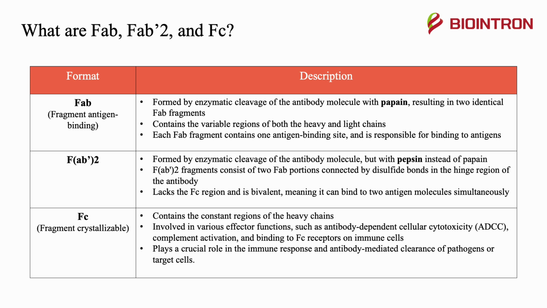Fab2 results from enzymatic cleavage of the antibody molecule, but with pepsin instead of papain. Fab2 fragments consist of two Fab portions connected by disulfide bonds in the hinge region of the antibody. This fragment lacks the Fc region and is bivalent, meaning it can bind to two antigen molecules simultaneously.